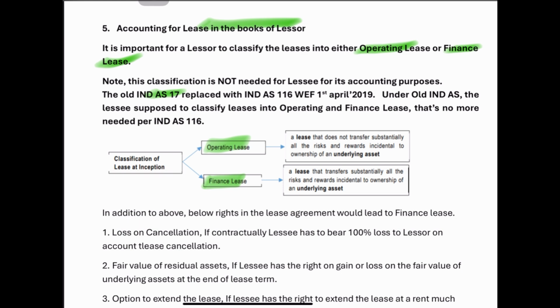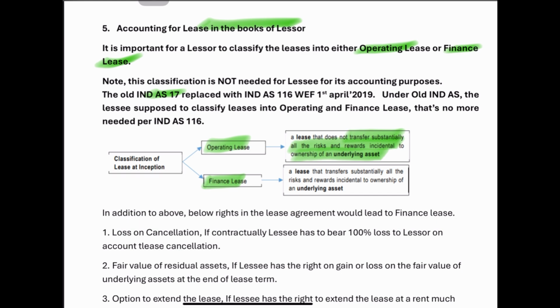Operating lease is a lease that does not transfer substantially all the risks and rewards incidental to ownership of an underlying asset. This is important. Meaning that in the operating lease, the asset will remain in the books of lessor even after the lease term. The asset will not be transferred to lessee.